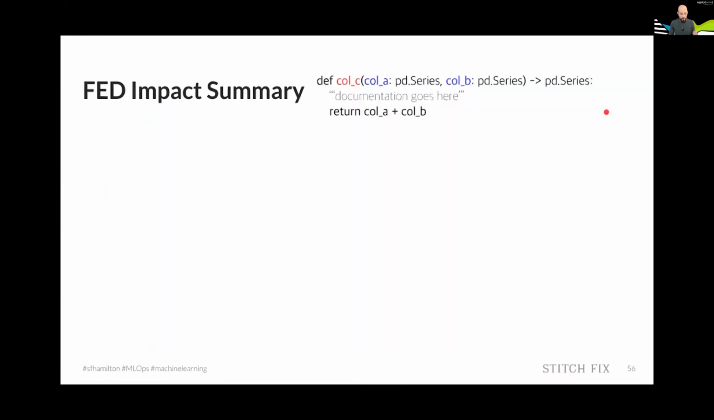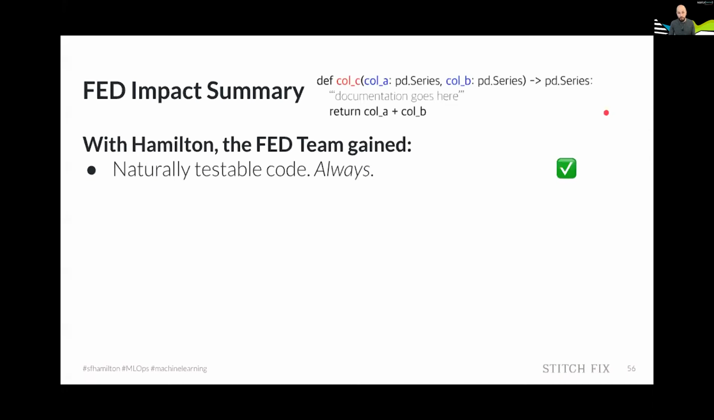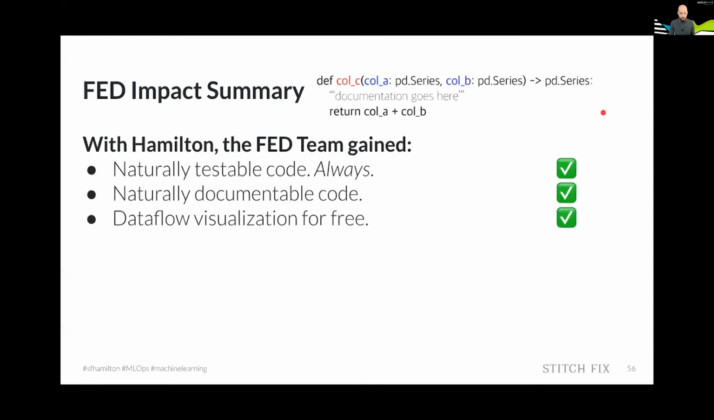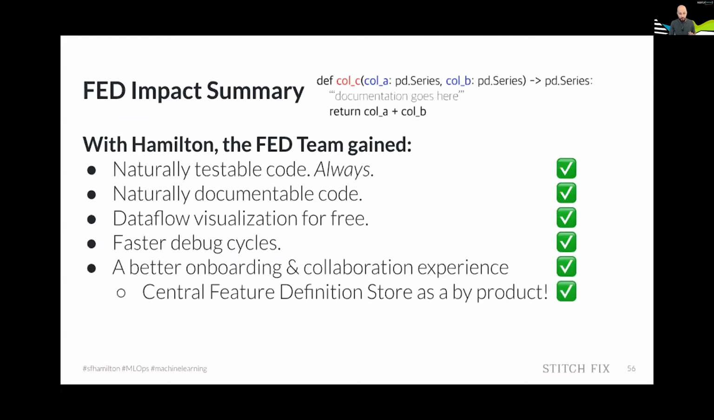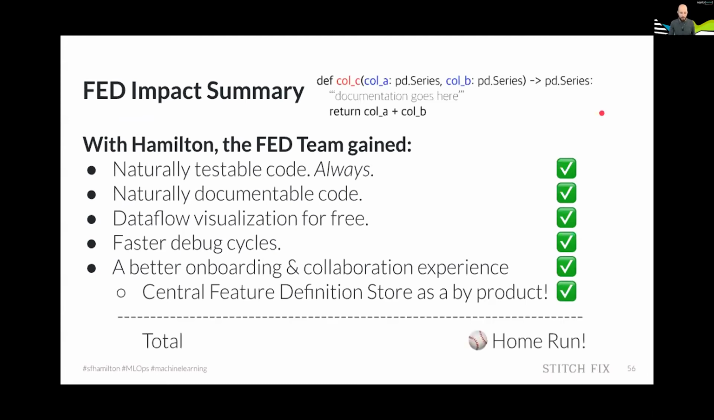So, Hamilton and Stitch Fix, in short: the impact that the Fed team had by rewriting things into Hamilton is that they gained naturally testable code, always, naturally documentable code, a data flow visualization for free, faster debug cycles, a better onboarding and collaboration experience, with the bonus of a central feature definition store as a byproduct, and with a net result of a home run for them.